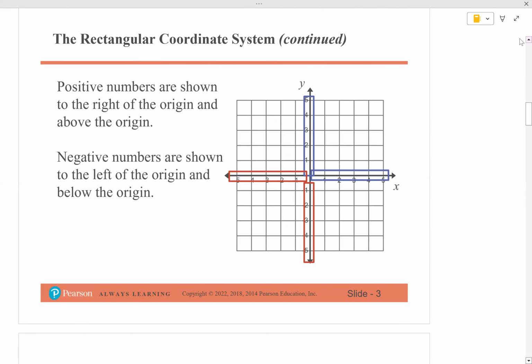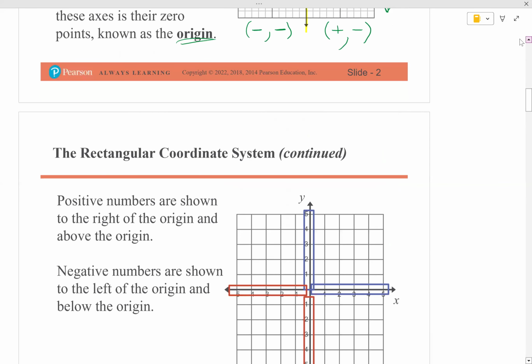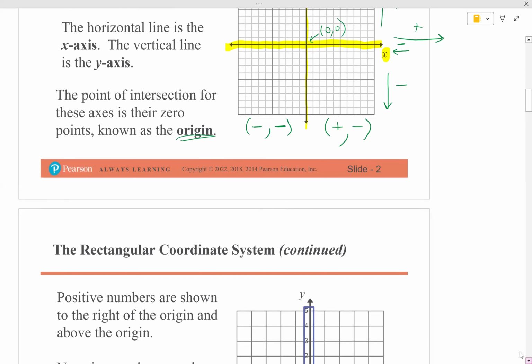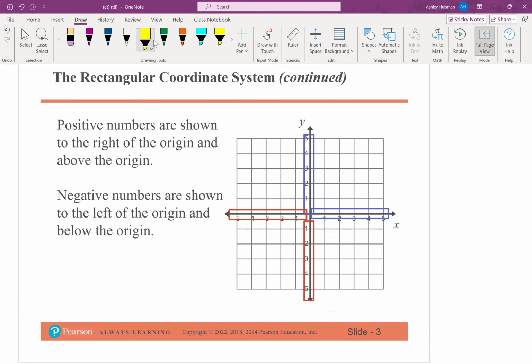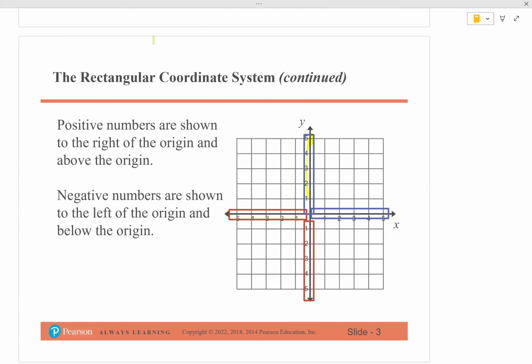Oh, shoot, I went too far. They're really going to spell it out here. Oh yeah, that was not too far. That was exactly where we want to go. This spells out what we already mentioned. They're highlighting the positive parts of the x-axis and the y-axis in blue.